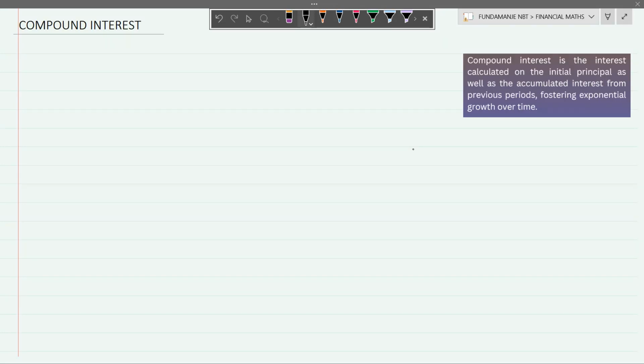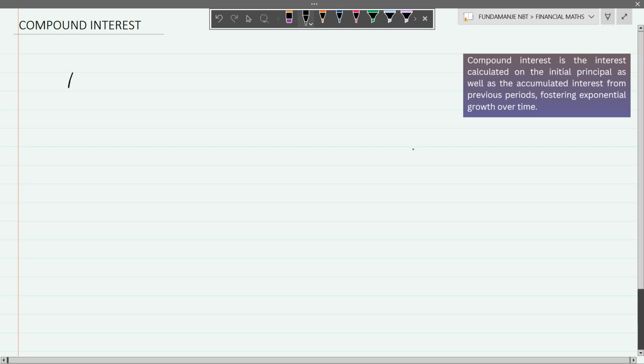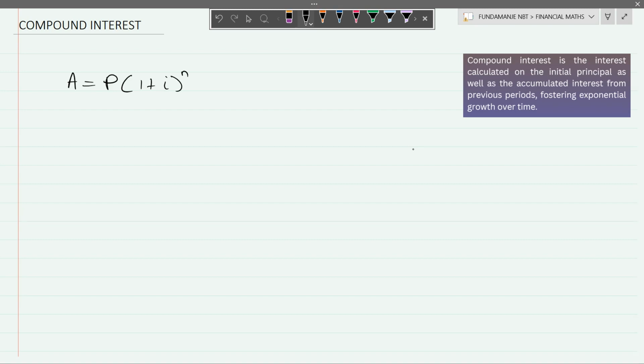Hi, in this video we'd like to take a look at compound interest. Now compound interest is the following formula: A equals P(1 + i)^n. In this case, the difference between compound interest and simple interest is that compound interest stacks on each other.